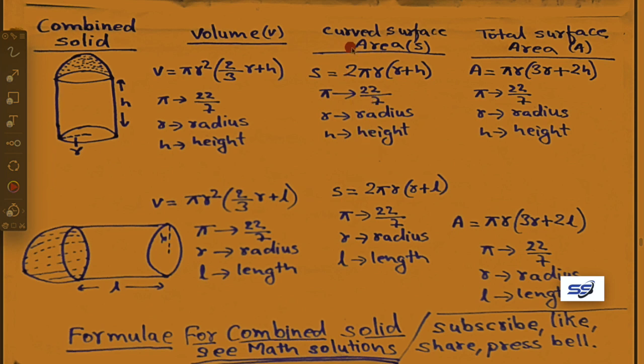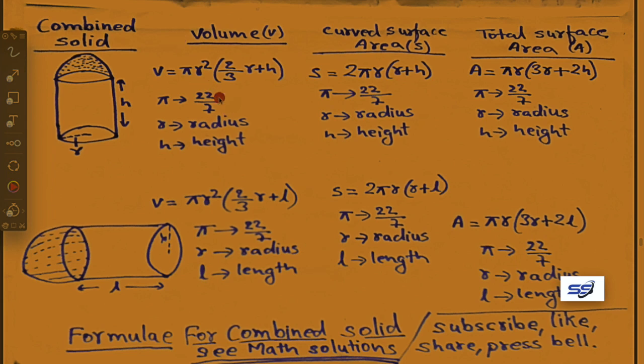As we know, S is the curved surface area. S equals 2 pi r into r plus l. In this formula pi means 22 upon 7, r is radius, l is length. A is the total surface area. To find the total surface area of the figure if L is given, see here: A equals pi r in parenthesis 3r plus 2l. Pi means 22 upon 7, r is radius, l means length.